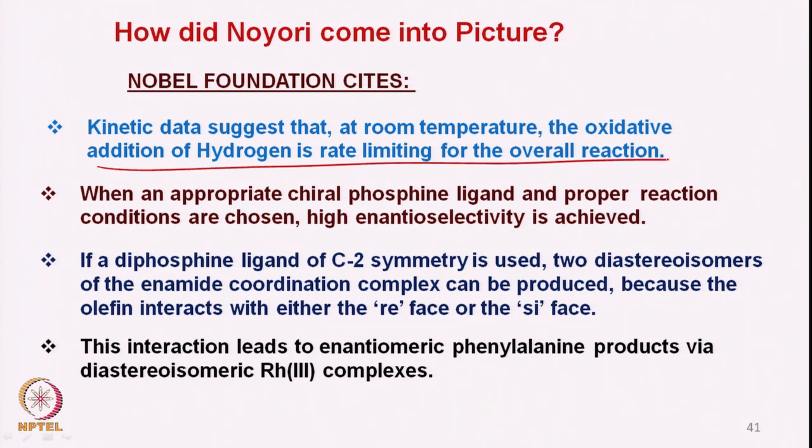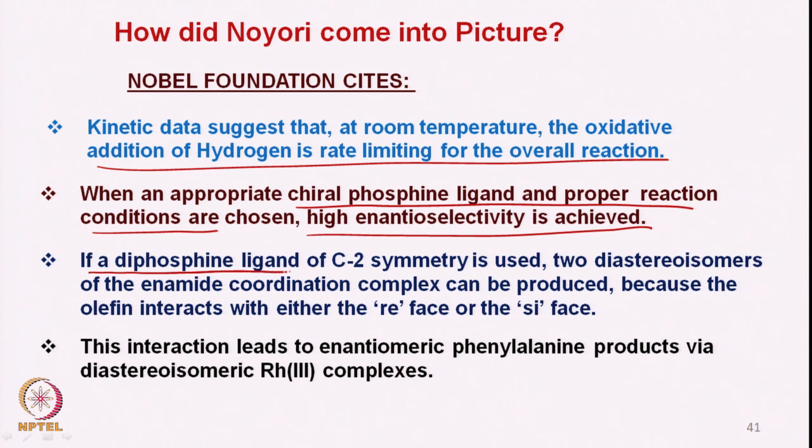So this was just one of the various kinds of work that Noyori has done. It suggests that this is the rate limiting step. When an appropriate chiral phosphine ligand and proper reaction conditions are chosen, high enantioselectivity is achieved. This is what Noyori has really addressed.